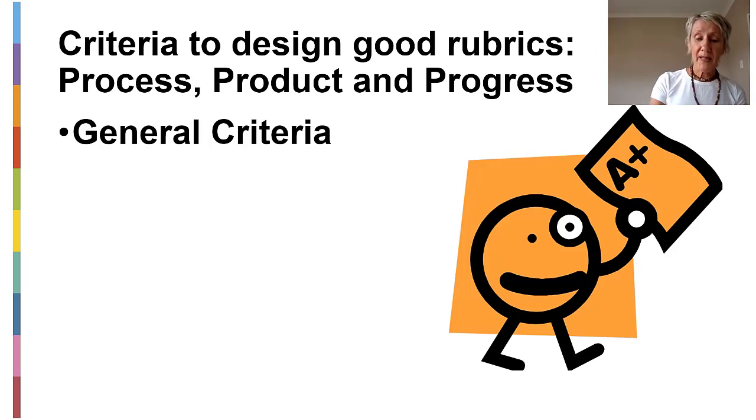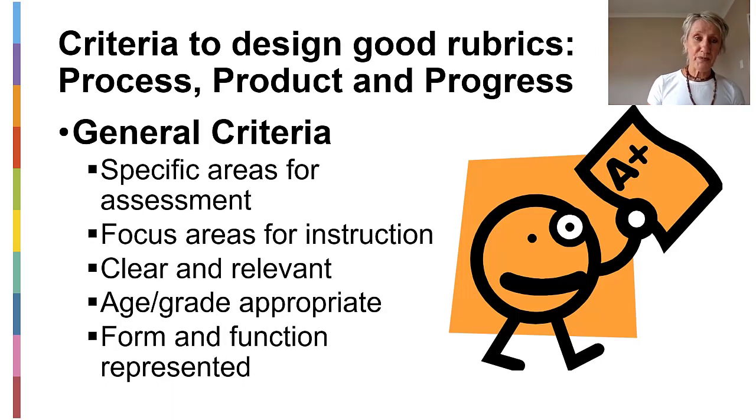General criteria for most rubrics will include the specific areas for assessment: spelling, punctuation, grammatical structures, referencing, etc. The focused areas of instruction for the section, maybe listening would be questioning, summarizing, note-taking, eye contact, and all those things. It should be clear and very relevant to what you're teaching. They should understand what you're saying in your rubrics.